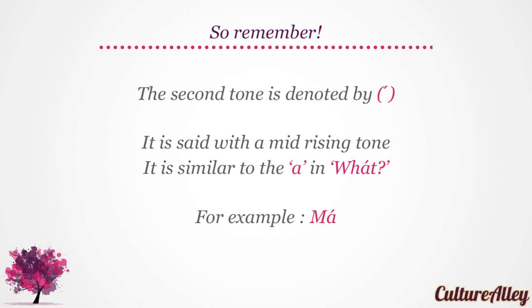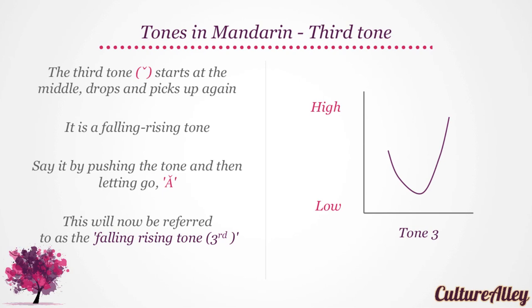So remember, the second tone is denoted by an upward slant from left to right, is said with a mid-rising tone, and is similar to the A in what. A good example of this tone is ma. Very good. Let's move on to the third tone. The third tone is denoted by a small V over a vowel. It starts at the middle, drops, and picks up again, and is therefore known as the falling rising tone. A good way of learning how to say this tone is by pushing the tone and then letting go, like ah. Can you try ah? Great! This tone will now be referred to as the falling rising tone, or the third tone.